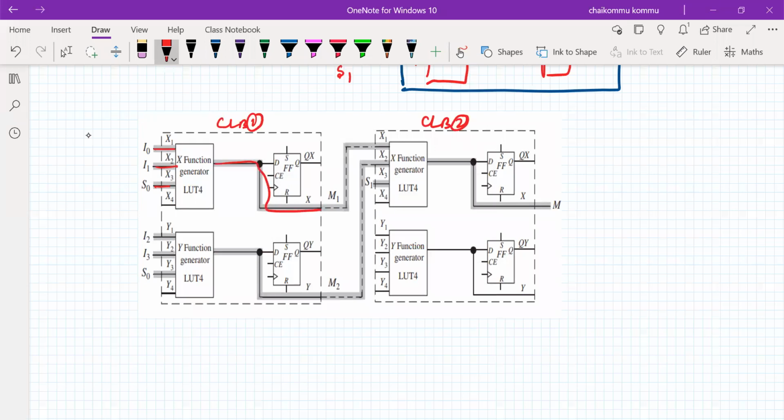The output will be generated and connected to one particular lookup table of that one. Similarly, I2, I3, S0, and connect this one to this place. And I1 is connected here. So finally we'll have one output.